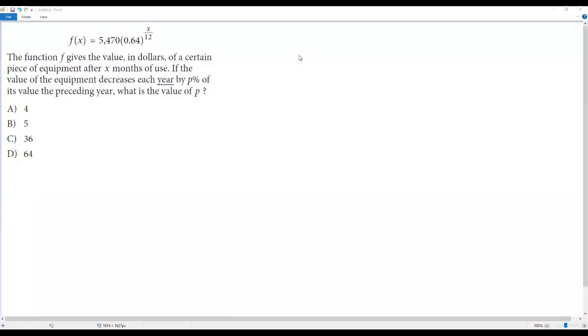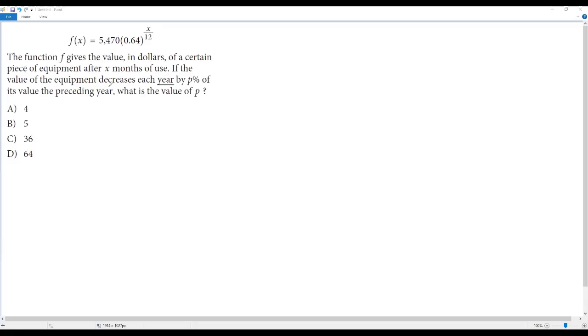Here we have a SAT math question. Okay, let's go with the information. There is an exponential function given over here. It is f of x equals 5470 times 0.64 to the power of x over 12. The function f gives a value in dollars of a certain piece of equipment after x months of use.